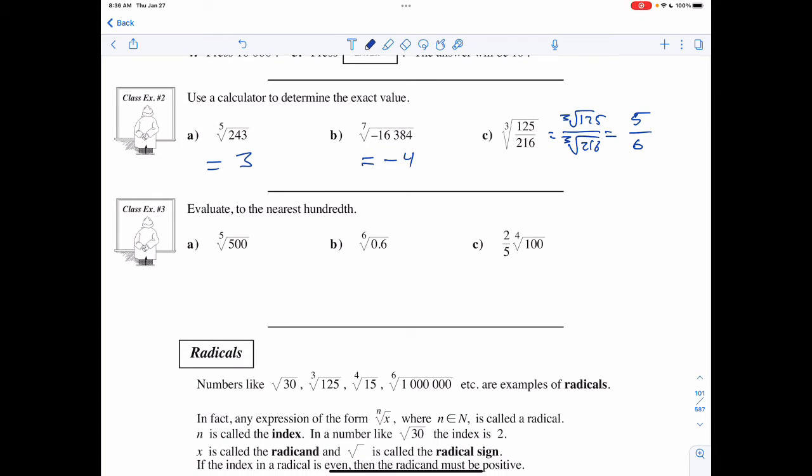Sometimes it will need to be done to the nearest tenth, the nearest hundredth, or whatever for irrational numbers, and then you just need to be able to plug them in the same way. The fifth root of 500 is approximately 3.47. The sixth root of 0.6 is approximately 0.92. And 2 over 5 times the fourth root of 100. You can put all this into your calculator with brackets or use the fraction function on your calculator, 2 over 5, and the fourth root of 100. And that's going to give you approximately 1.26.